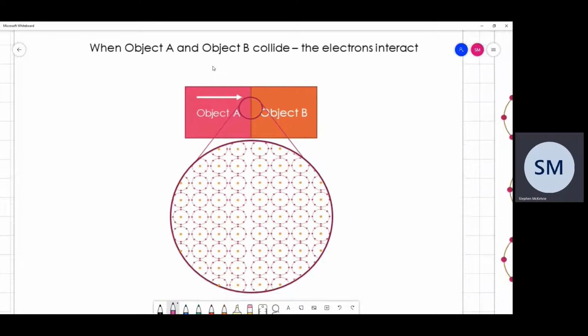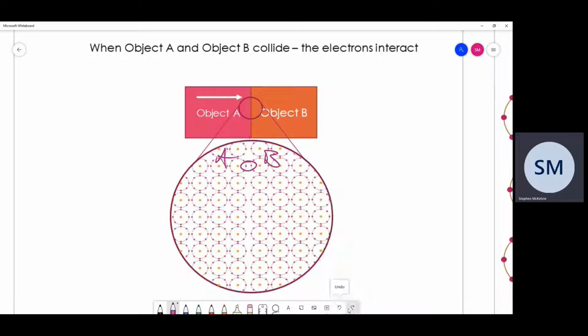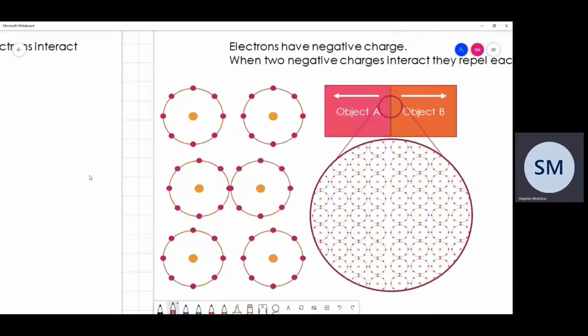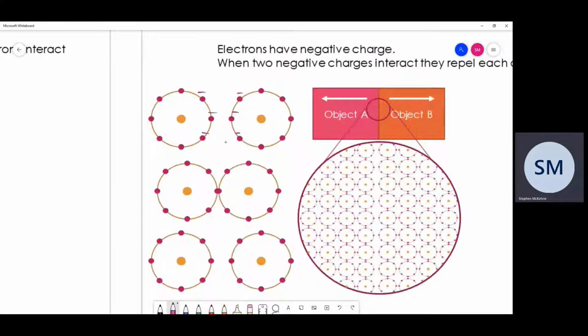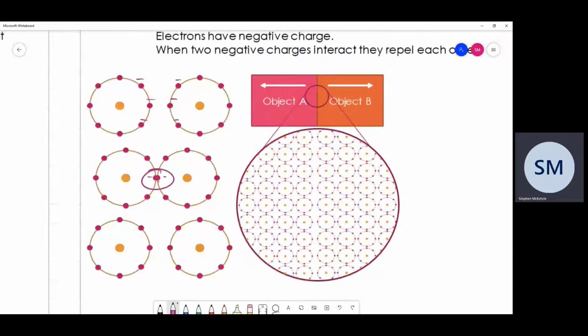In object A and object B, the electrons interact. So here is my object A, here is my object B. This would be the barrier that we see in real life, but we can see there is an interaction between the electrons and the edges of these objects. Electrons have negative charge. When two negative charges interact, they repel each other. So at this point, my two electrons are interacting and repelling each other. There's a force that's being exerted. This force requires energy. When that happens, my electrons will move apart from each other.